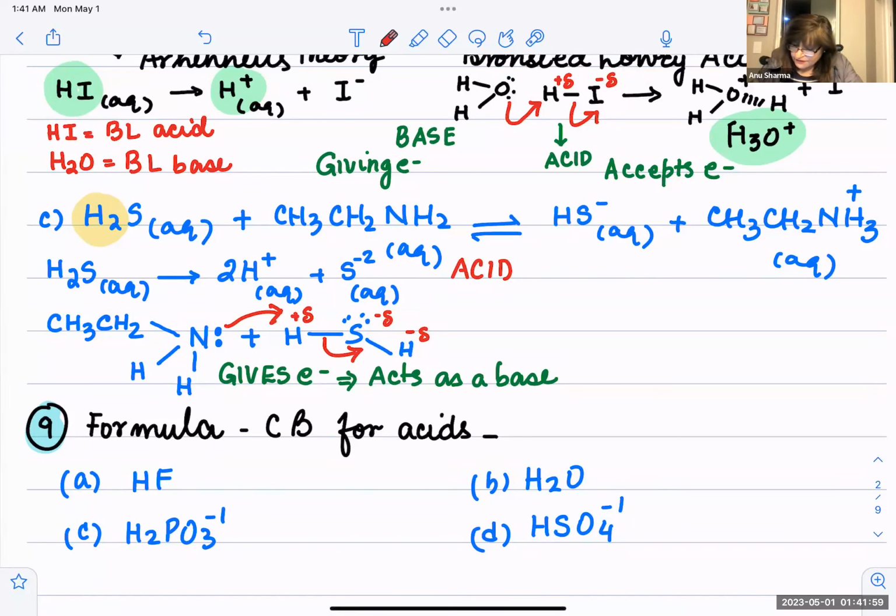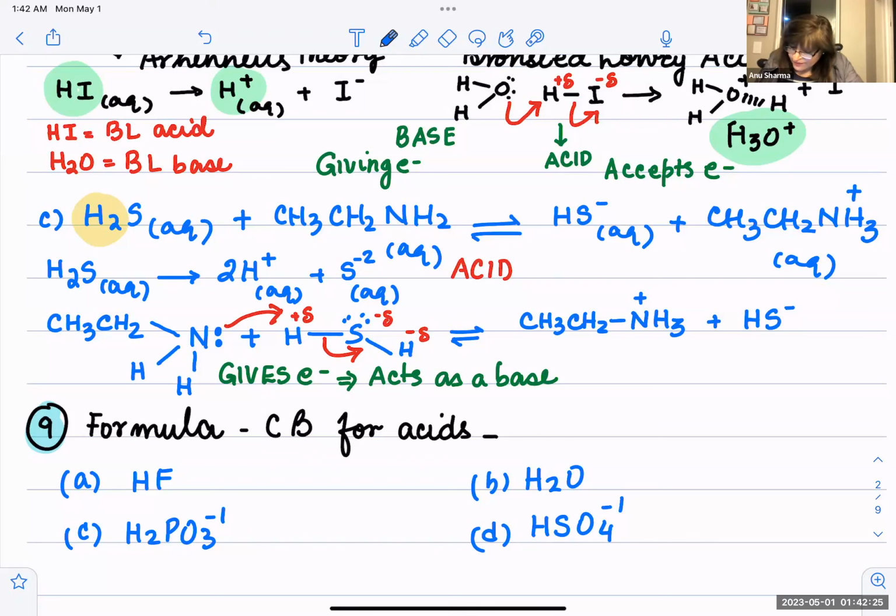And when that happens, what do you see? You see that CH3CH2NH3. Now nitrogen has 3 hydrogen ions and a +1 charge because it gives its lone pair to hydrogen, and HS minus. So it is just like the hydroxide. So same is the case, the HS minus.